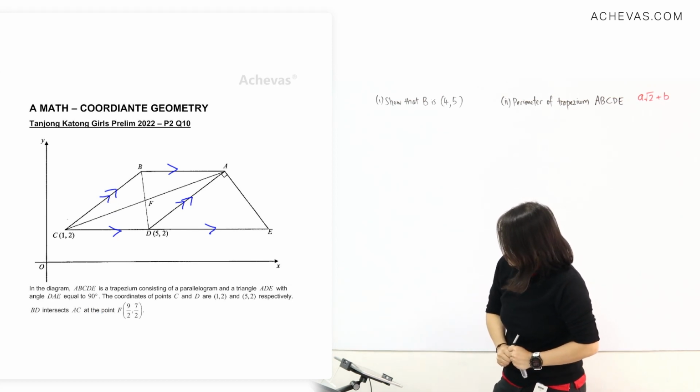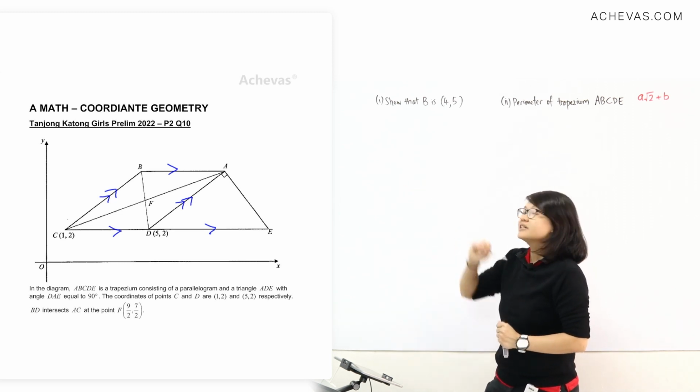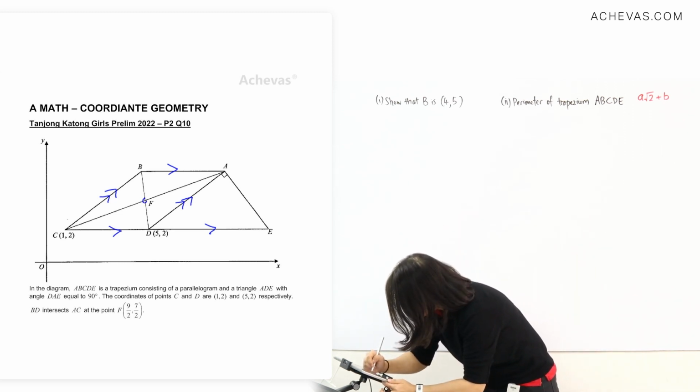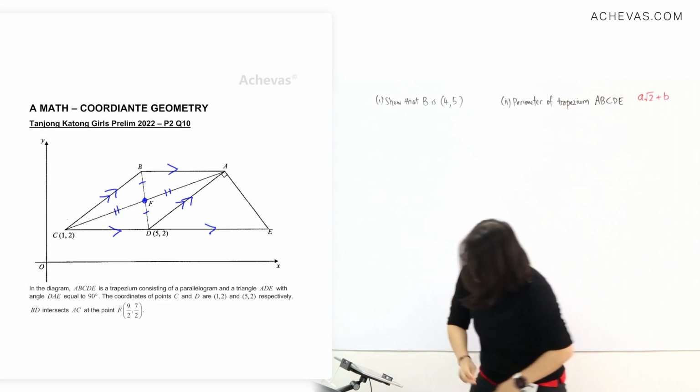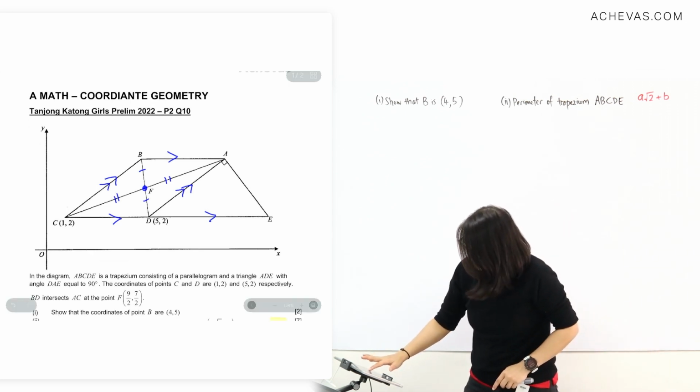Next, let's read: BD intersects AC at the point F. So we have the diagonals intersecting at point F, which means you need to know that this will be the common midpoint. Let me indicate with the equal lines here and also the equal length over here. Let me scroll down and read the question.